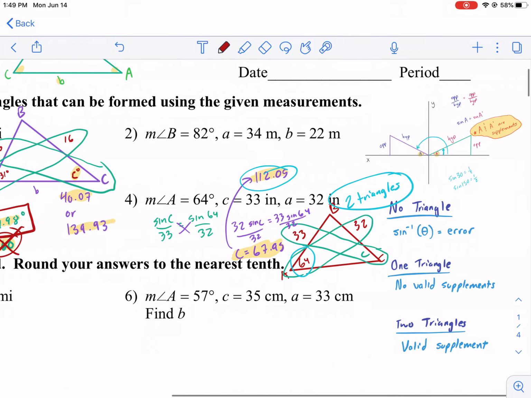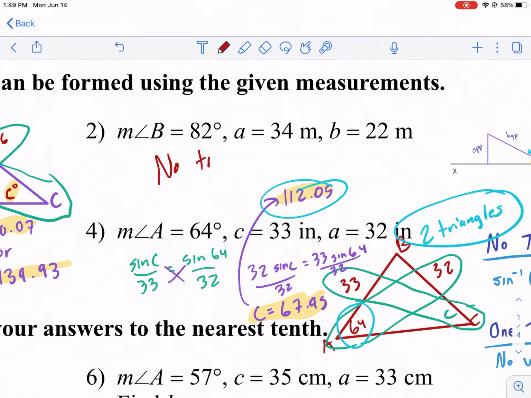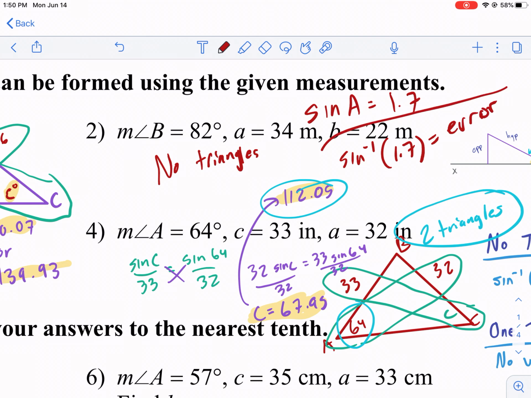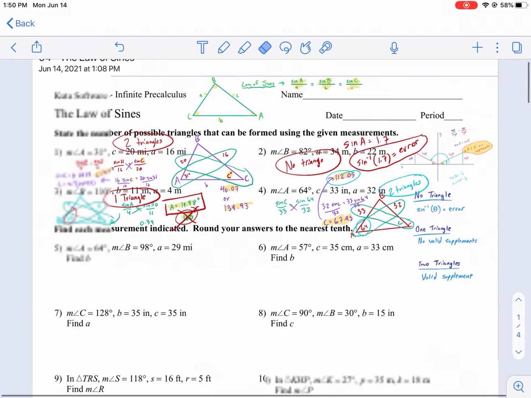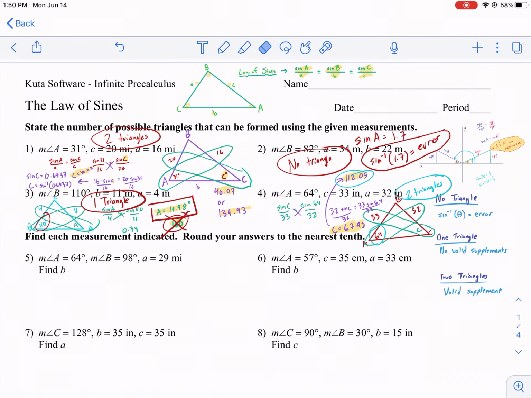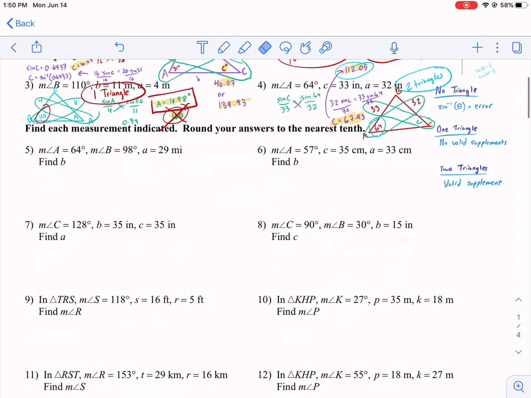Okay, and then this one actually is no triangle, and what happens there is you're going to have sine of A equals, when you get done with the math, something like 1.7 or something above 1. And when you take the inverse sine of that, it's going to say error. Anytime you get that error message when you're trying to find the angle, that means there's no triangle. There's no triangle that can be formed because it doesn't make a complete triangle. So that's like the basics of, can you make a triangle with the measurements given?